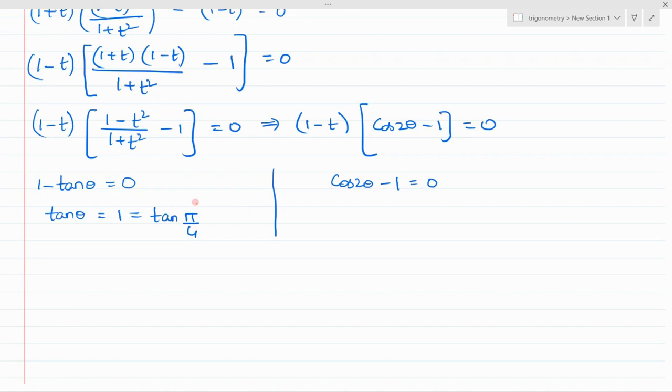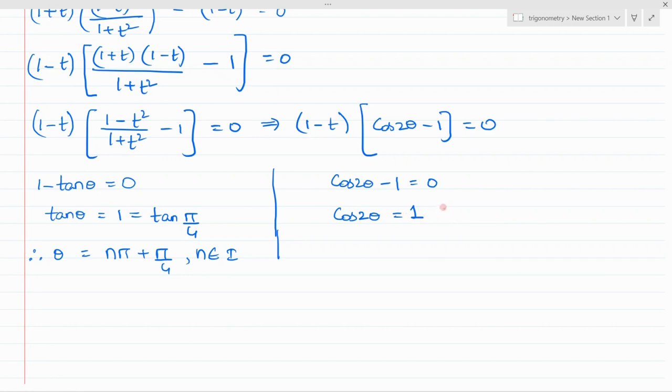So now this equation is in the form of tan theta is equal to tan alpha. So the general solution of theta will be n pi plus alpha, where alpha is nothing but pi by 4, and n belongs to all the integers. And here cos 2 theta is 1.